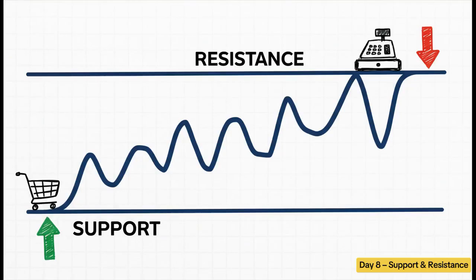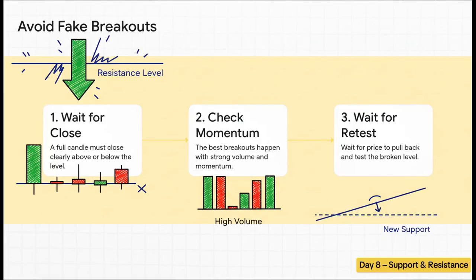And really, the whole strategy can be boiled down to this one simple rule. You buy near support and you sell near resistance. That's it. It's the classic buy low, sell high that everyone talks about. It's that fundamental. But, okay, you might be thinking, what about breakouts? Because that's where people get trapped, right? In those fake breakouts. Well, here are a few rules to help you avoid that.